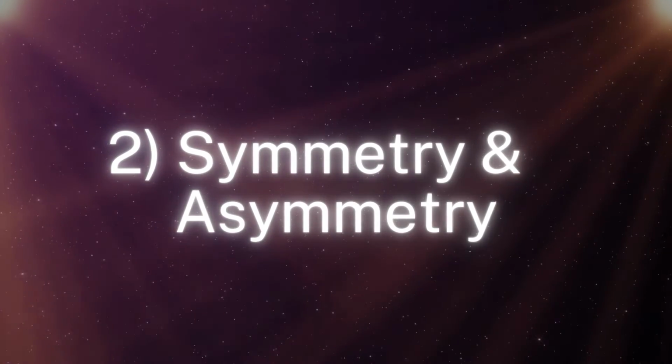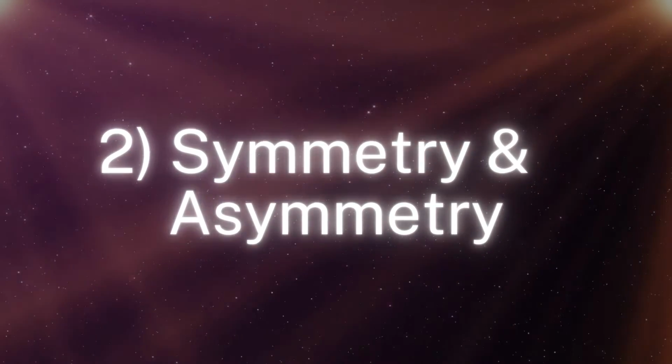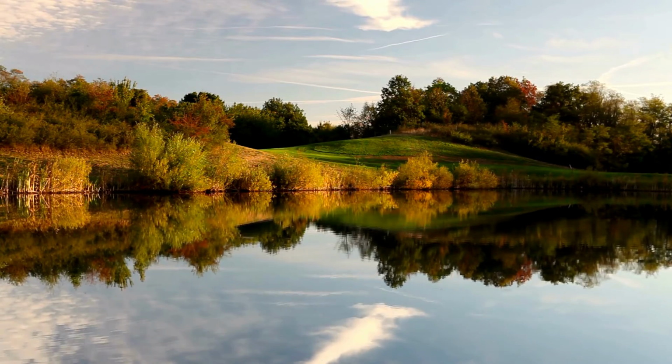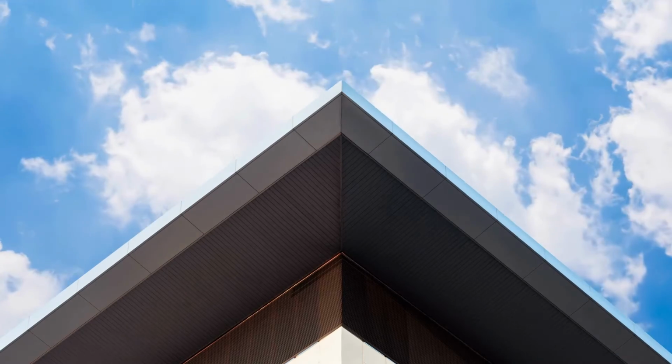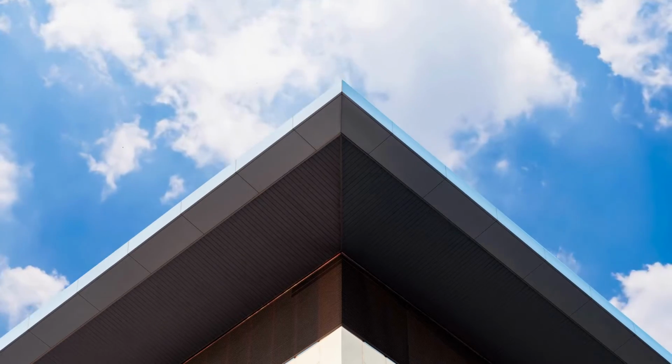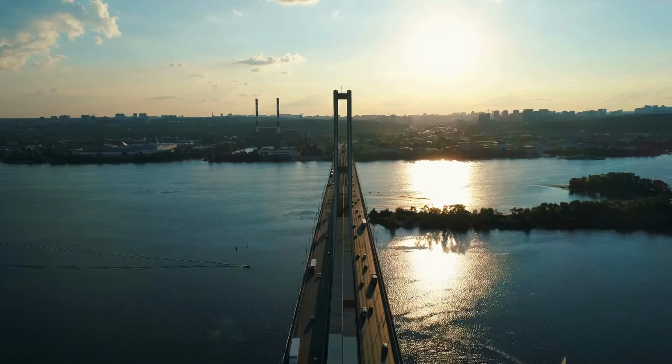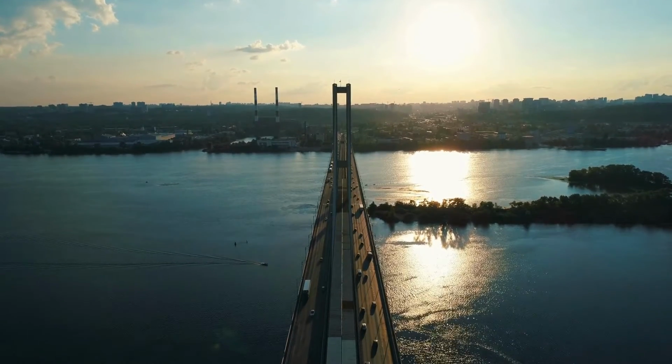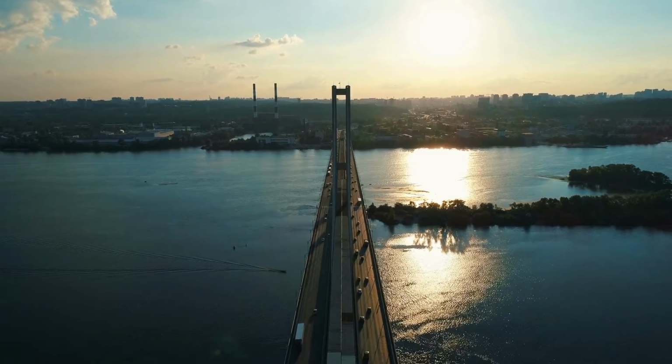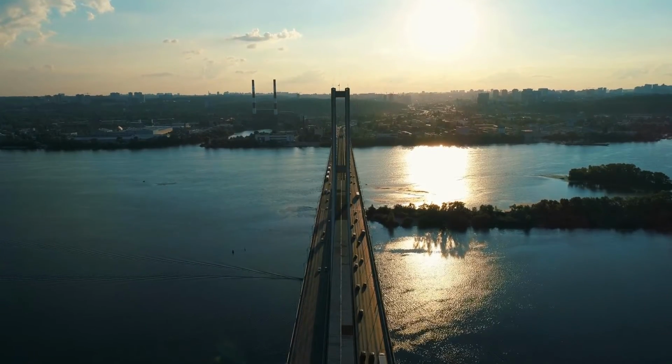Number 2. Symmetry and asymmetry. Symmetry in photography creates a sense of harmony and visual cohesion, where a well-structured composition produces an image displaying aesthetically pleasing proportion and balance. Symmetry is achieved when two almost identical halves of an image seem equal in balance and importance.